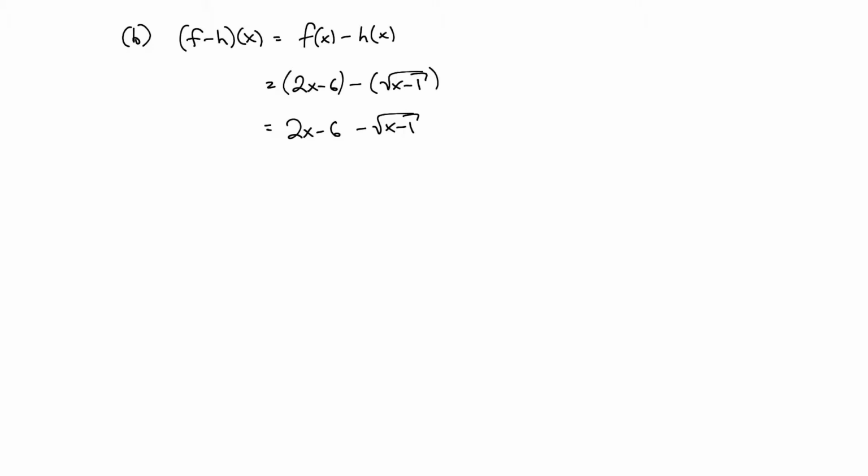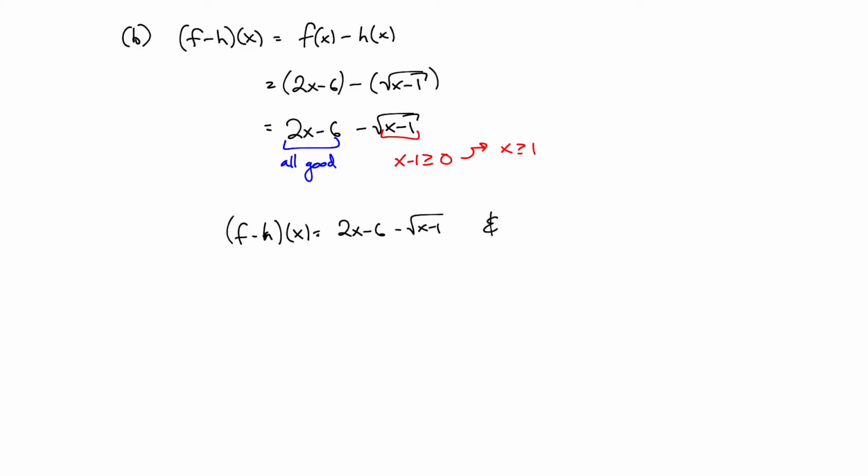But then for the domain, once again, this is good. All good for the domain, because no matter what you plug in here, you're always going to get a number. Whereas for this piece, we need to make sure that x minus 1 is greater than or equal to 0, meaning that x needs to be greater than or equal to 1. So that means that our function, f minus h of x, is defined to just be 2x minus 6 minus the square root of x minus 1. And our domain is bracket 1 to positive infinity.